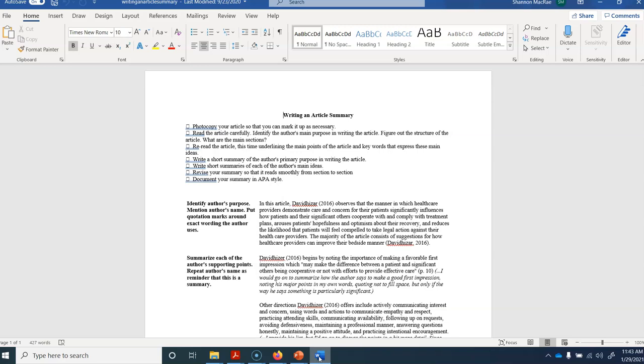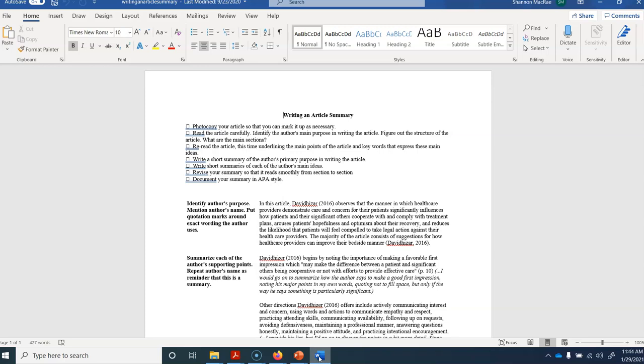So the first thing you want to do is write a short summary of the author's primary purpose in writing the article. And again, this can be just a sentence or two. So you really are condensing, okay? What exactly is the author doing in this article or chapter?